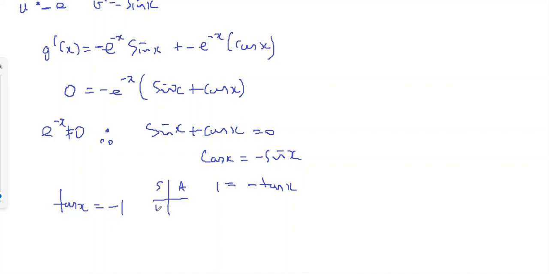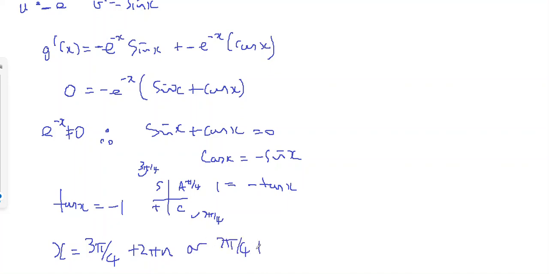All Stations To Central, second and fourth quadrants. 1 is pi on 4 in the first quadrant, so I'm looking at 3 pi on 4 and 7 pi on 4, and we're looking for general solutions. So x equals 3 pi on 4 plus 2 pi n, or 7 pi on 4 plus 2 pi n, where n is an element of all integers. So that's a 3 marker.